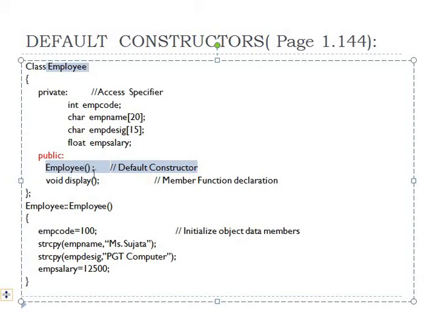Now once the constructor has been invoked, the control moves over here and then it executes the body of the constructor, and after that it initializes the data members emp code with the value 100, emp name with the value Sujata, emp desig with PGT computer, and emp salary with the value 12,500. So that is the job of the constructor. It initializes the data members of a class.